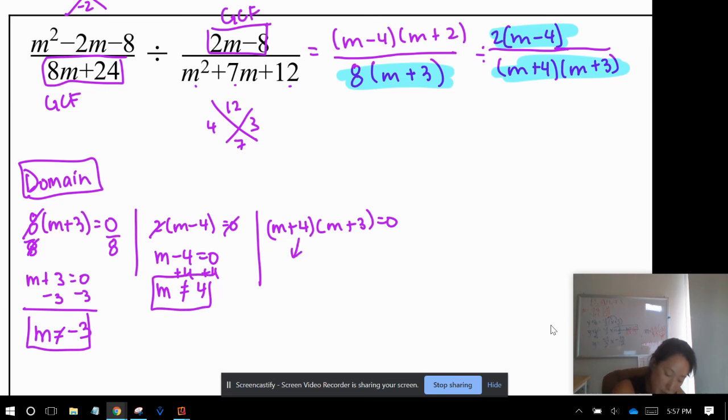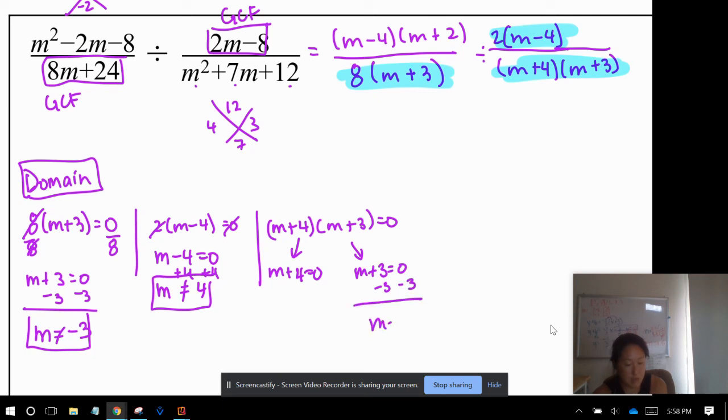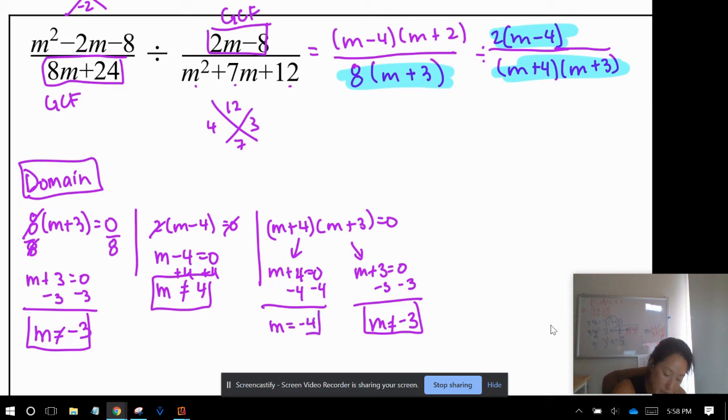All right, I will use zero product property. So m plus 4 is equal to 0, or m plus 3 can equal 0. Subtract 3. I get m is equal to negative 3. So m cannot equal negative 3 because that's what makes our denominator go to 0. All right, m plus 4, I might as well just subtract. I get m is equal to negative 4. So another excluded value is m cannot equal negative 4.